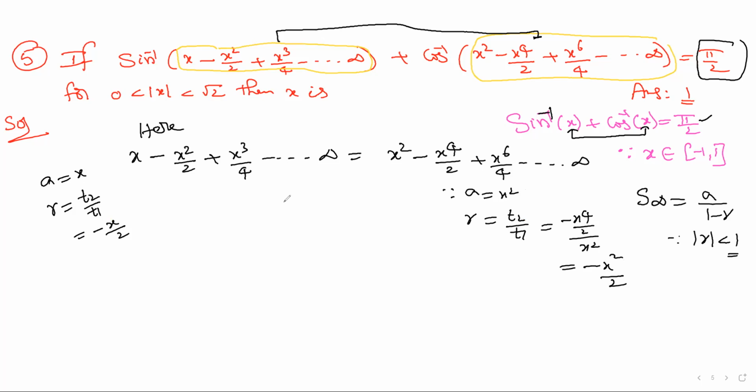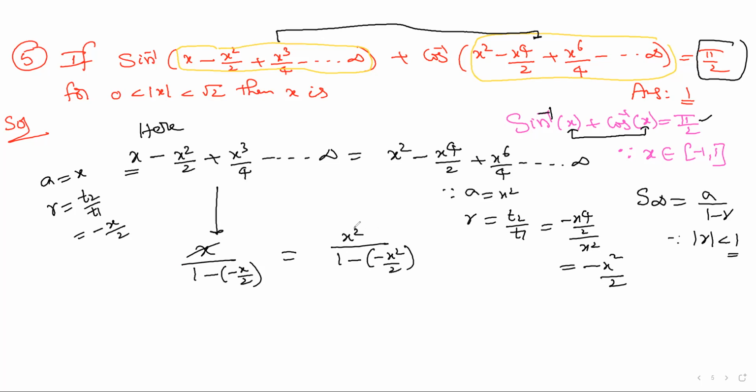Okay, now we should apply the S infinity is equal to a by 1 minus r formula. What is a here? x. So x by 1 minus r, and the r value here is minus x by 2. For the right side function, the sum of GP formula is a by 1 minus r. Here x square by 1 minus, what is r here? Minus x square by 2.